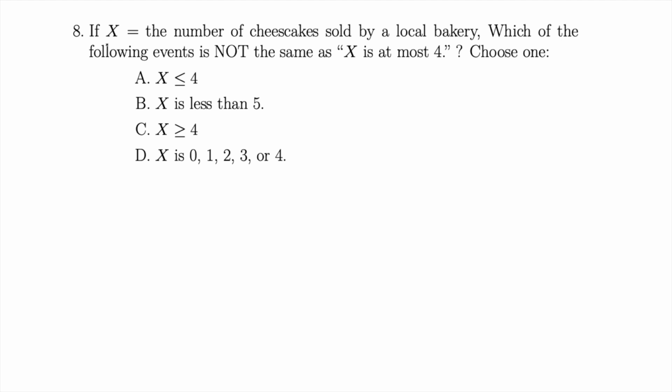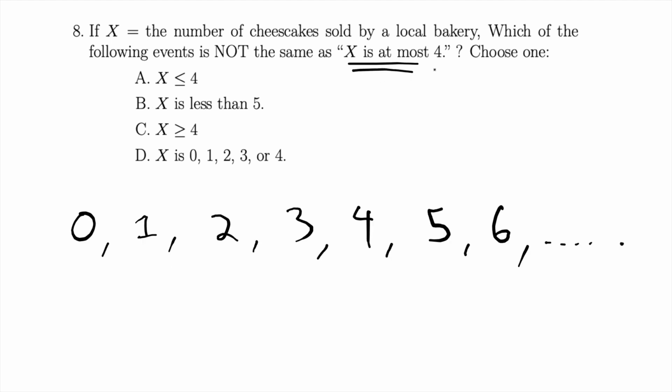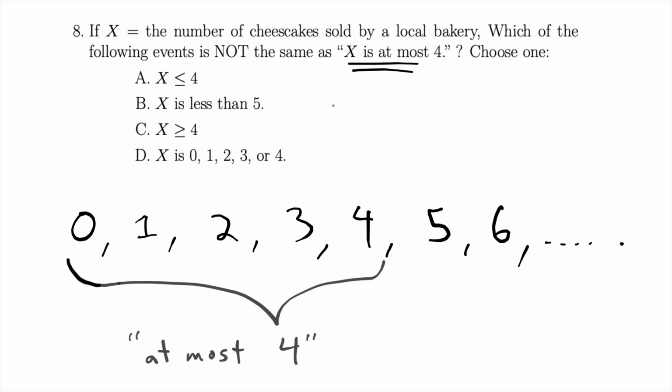In number 8, we're talking about selling cheesecakes. And we're wondering, what does it mean to be at most 4? And which one of these is different from that? At most 4 means 4 is the biggest it could be, and it could be anything less than 4. We want to know which one is different from this, so let's start with D. D is 0 or 1 or 2 or 3 or 4, and that's exactly what at most 4 means.